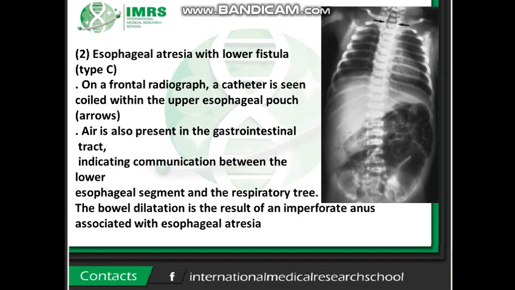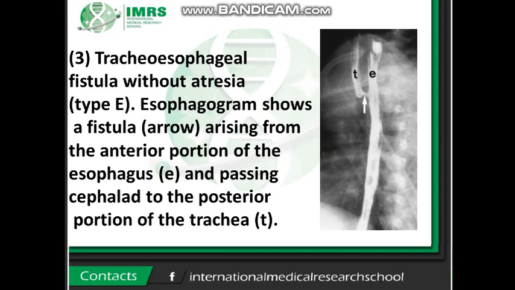The bowel dilatation is the result of an imperforate anus associated with esophageal atresia. And in this picture, this is H-type, tracheoesophageal fistula without atresia, type E. Esophagogram shows a fistula arising from the anterior portion of the esophagus, letter E, this is the esophagus, and passing cephalad to the posterior portion of the trachea, letter T.